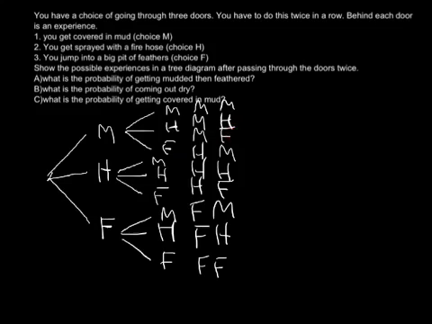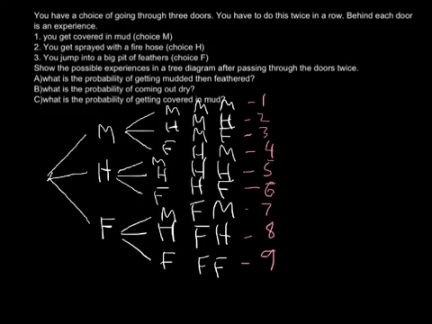Now, from this we can see how many outcomes we've got ahead of us. We have 1, 2, 3, 4, 5, 6, 7, 8, 9 outcomes possible. As you can see, that's 3 choices by 3 choices. So 3 times 3 gives us 9. So we have 9 possible outcomes.